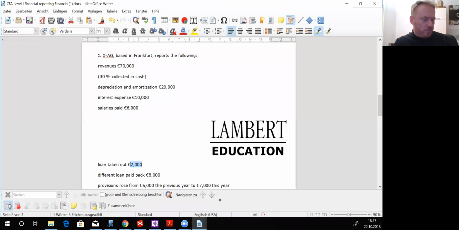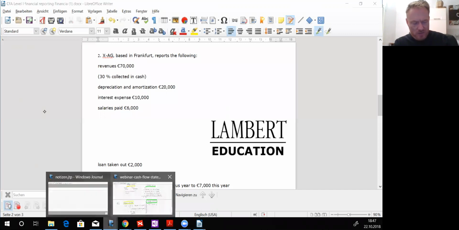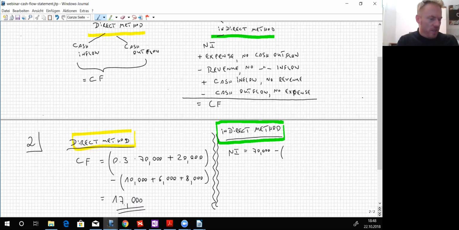So all three of them are expenses. As we can see, let's just write them down. 70,000, 20,000, 20,000 plus 10,000 plus the rising of provisions equal to 2,000 euros. That's the rising of provisions.